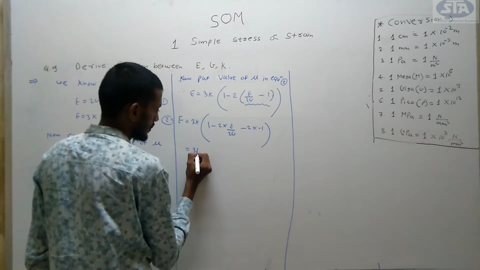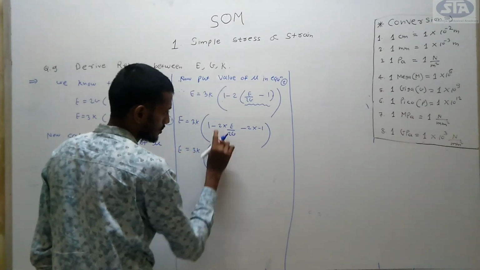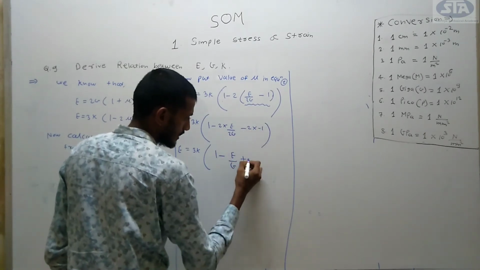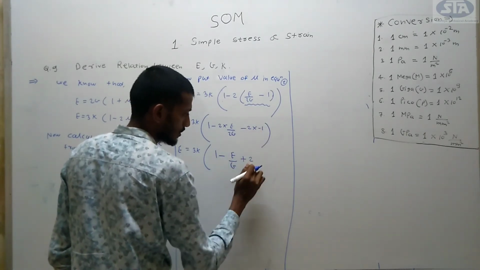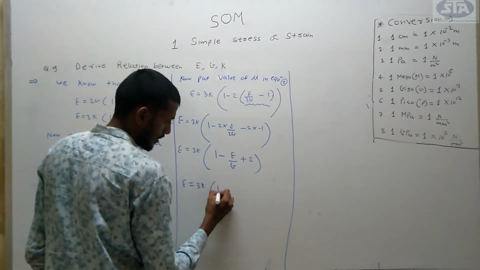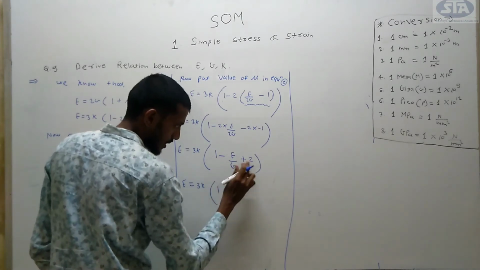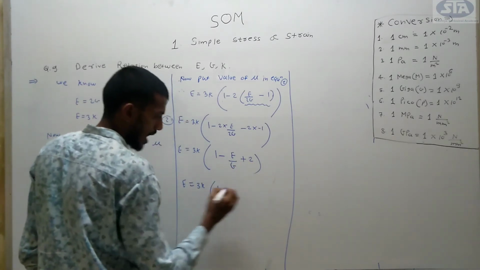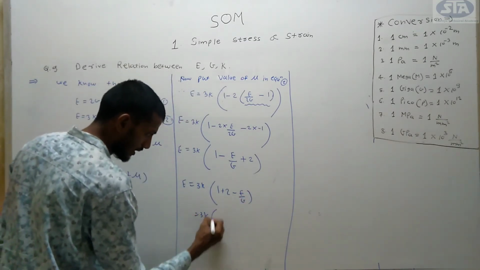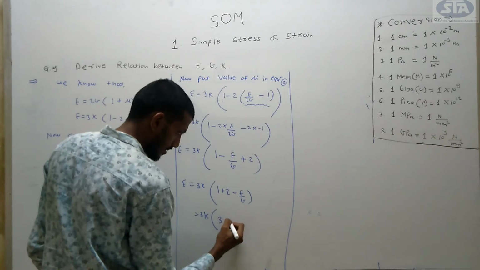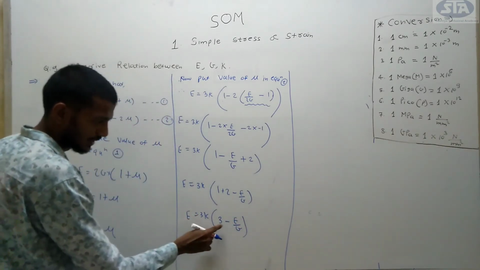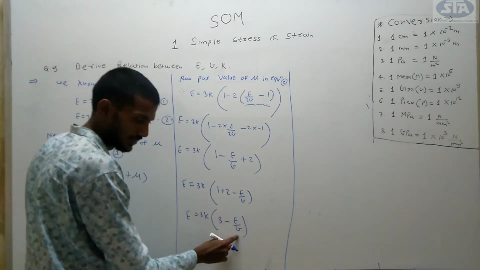E is equal to 3K into 1 minus 2; the 2s get cancelled, that remains E upon G. Minus 1 becomes plus, that becomes 2, and 2 into 1 is 2. So E is equal to 3K into 1 as it is. Now I am just writing plus 2 before and the minus term at the end. Now E is equal to 3K, 1 plus 2, that is 3, minus E upon G. E is equal to 3K into 3 minus E upon G.